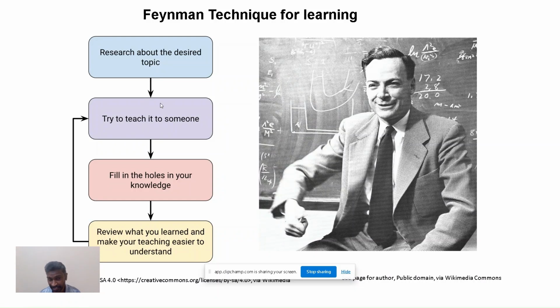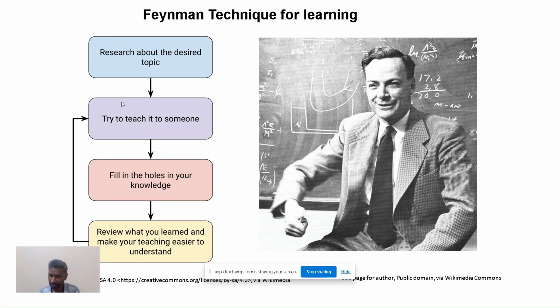If you start teaching, when you're trying to simplify it as a layman, you are forced to think about it. Then you will identify the holes in your learning. That is, there are gaps in your thinking, and the topics that you thought you understood, in reality you may not have understood.